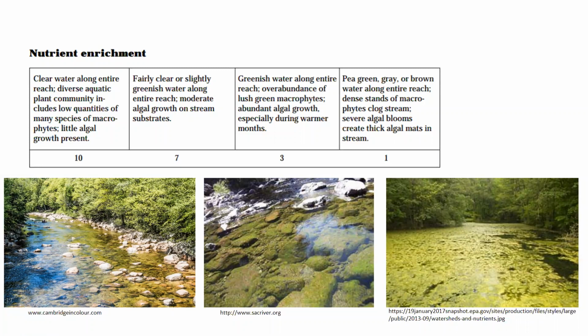Again, there are general descriptions for the different rankings. So water is clear with some aquatic plants and very little algae, like the picture on the left. Then the reach score would be a 10. If it's fairly clear with some moderate algal growth on the rocks, you could get a 7. And finally, if it's really green with abundant algal mats, you'd want to rank that a 1 or a 0 for nutrient enrichment.